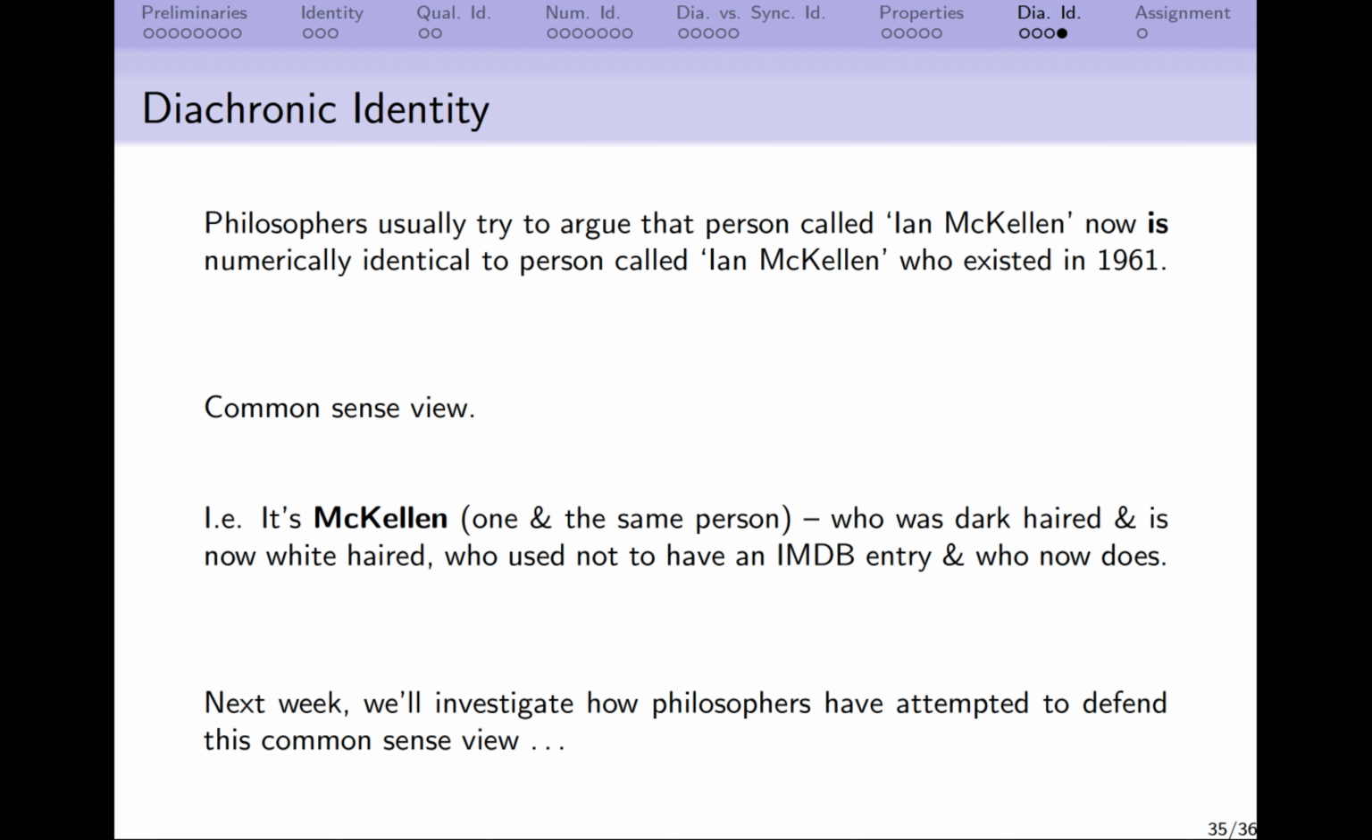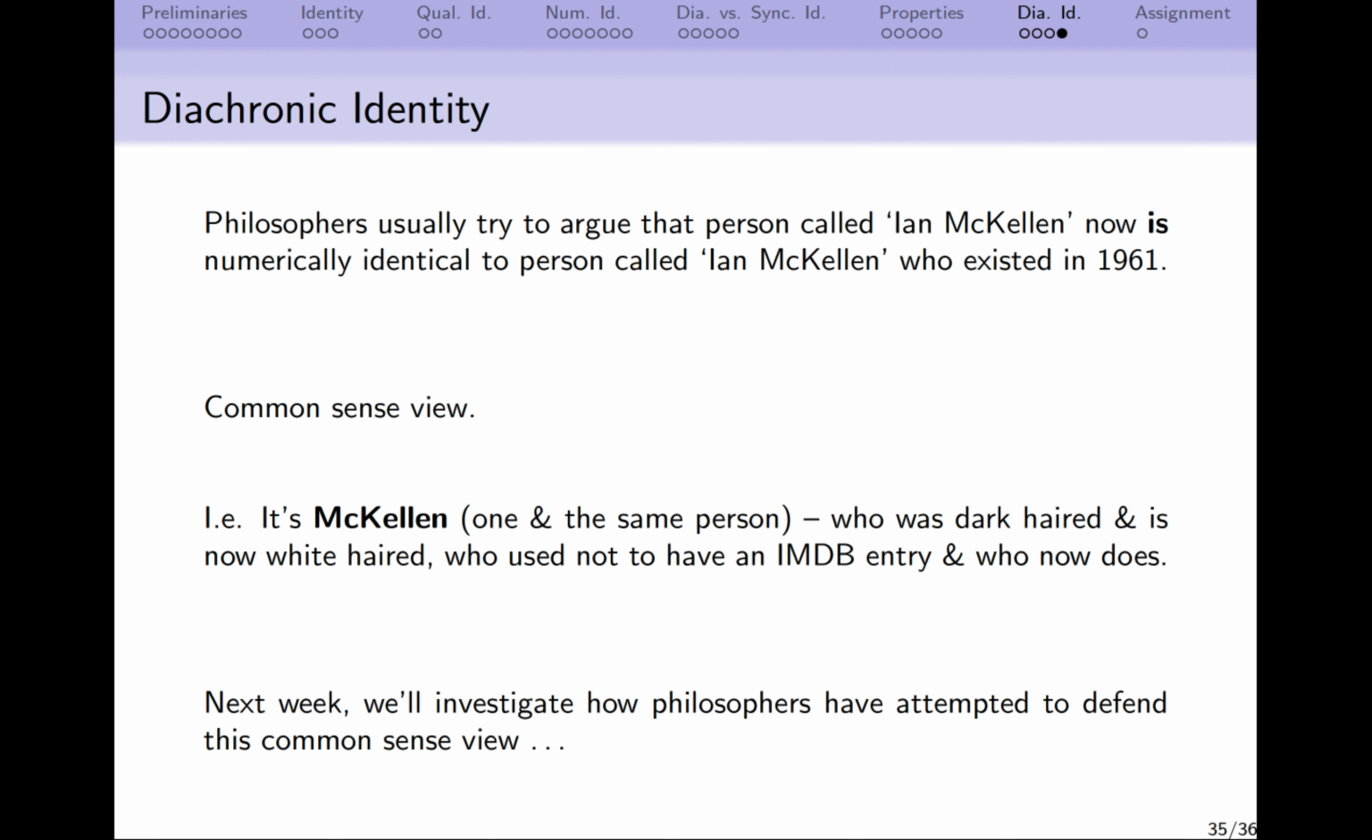Okay, so this is anticipating what's to come in next week's topic. Basically, we're faced with this problem of diachronic identity, the problem of change. What we'll see is that most philosophers try to argue that indeed the person called Ian McKellen now is numerically identical to a person called Ian McKellen who existed in 1961. So they normally try to retain what might strike you as the common sense view that we're not dealing with two people here, but only one person, Ian McKellen.